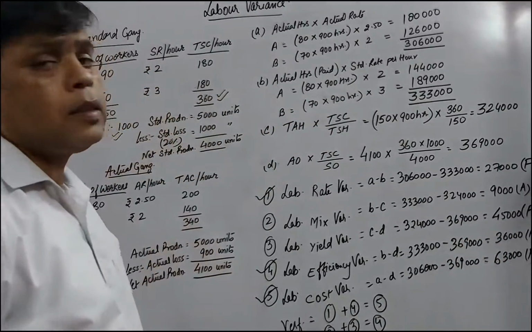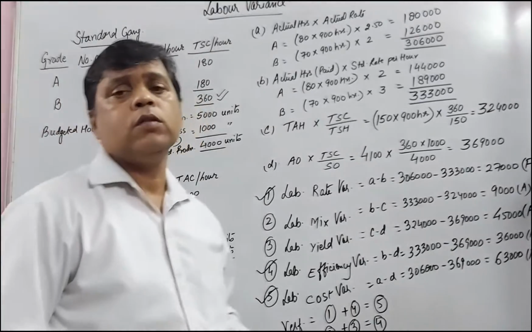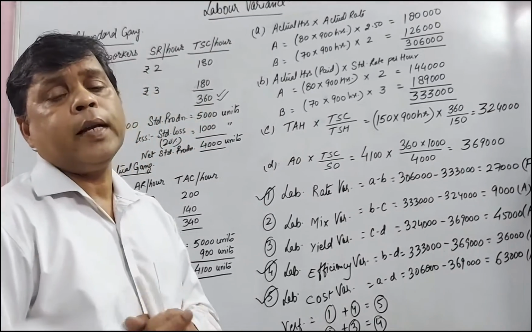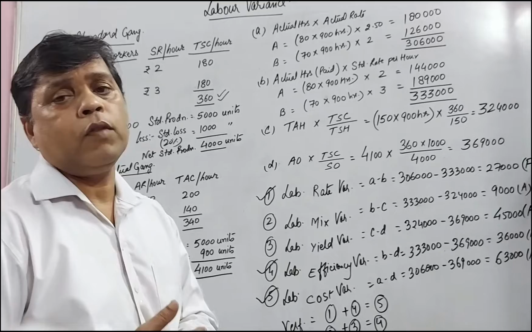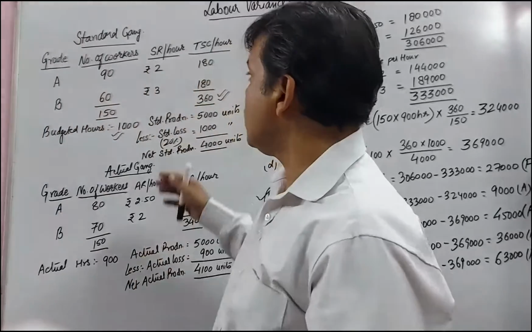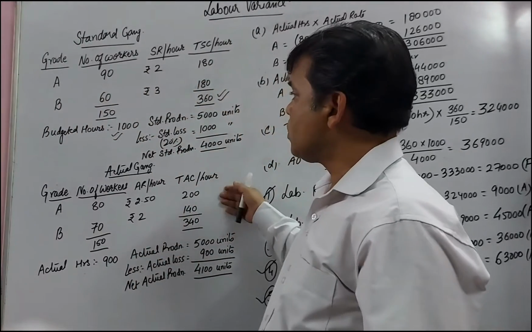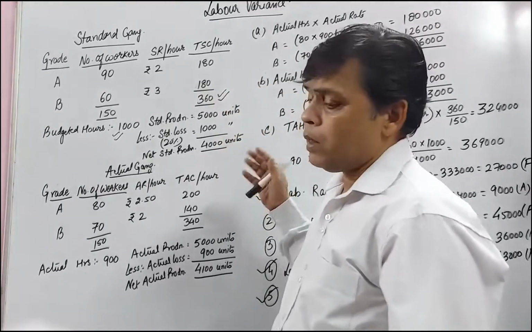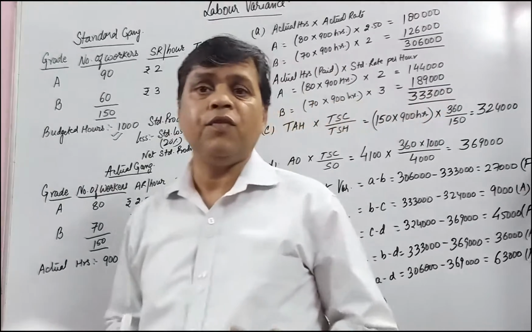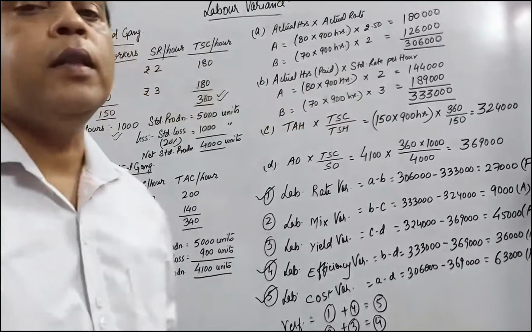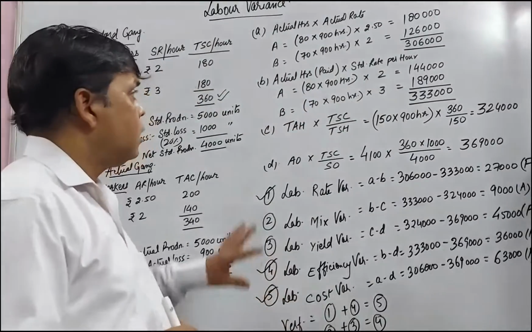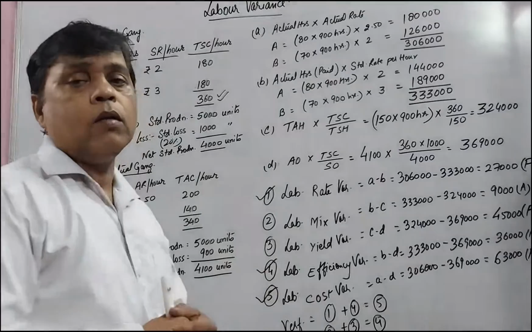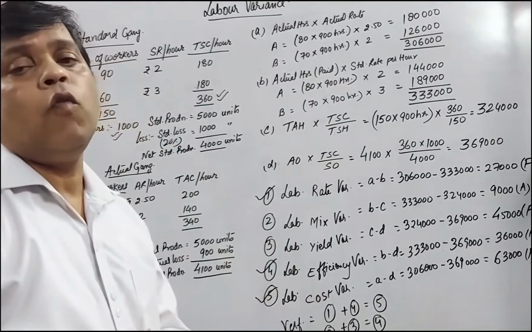And this way you can solve the labor variance without using any of the direct formulas. In the direct formula, what you have to do is convert the actual as per the standard or standard as per the actual. But in our methodology we take the figures as they are given in the question, right? So this is the methodology we are going to use for solving the labor variances.